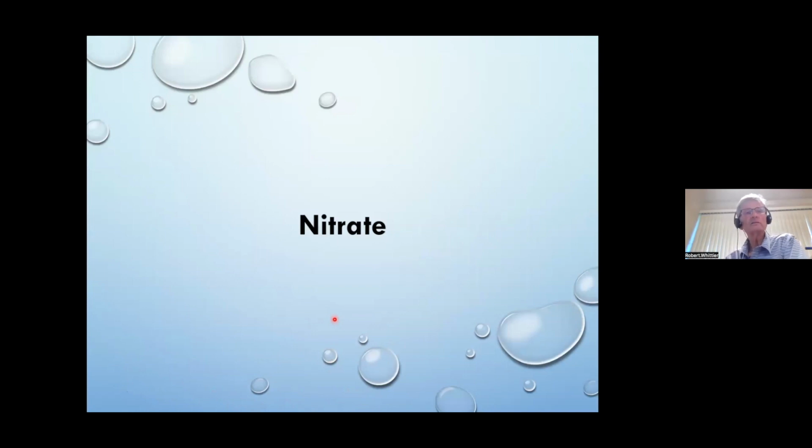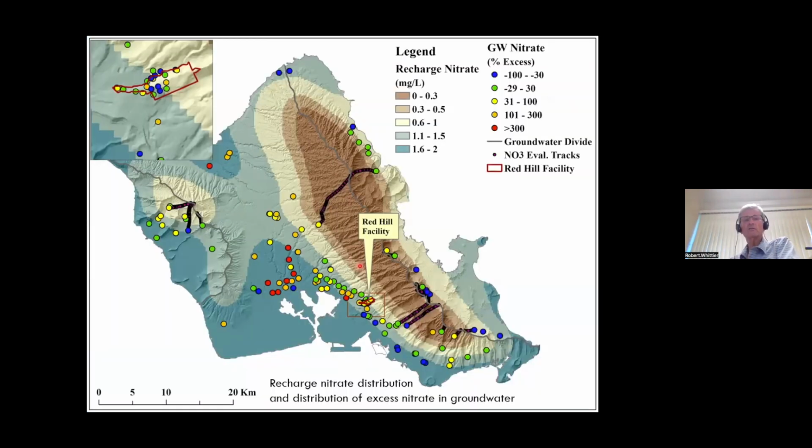Finally, nitrate as an anthropogenic tracer, and I'll go quickly over that. In 2006, Houghton et al. found an inverse relationship between rainfall and leachable nitrogen in the forest setting of East Maui. We looked to see if that also applied to other islands throughout the state and found a good inverse correlation between rainfall and nitrate concentration in the wells if you do a rainfall weighted average of rainfall along the flow path.